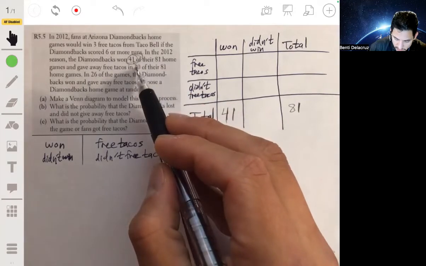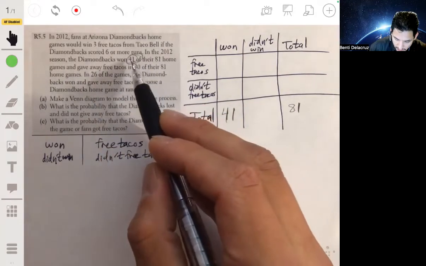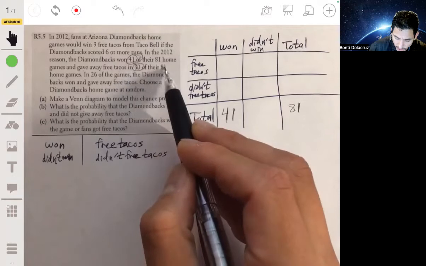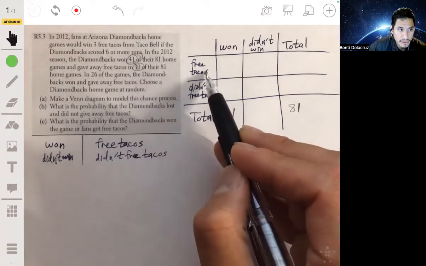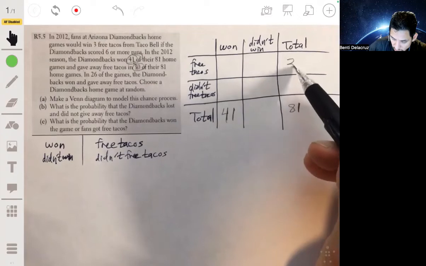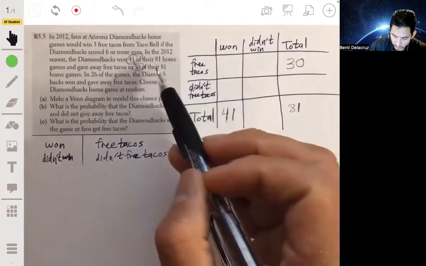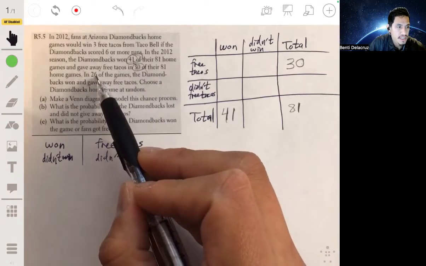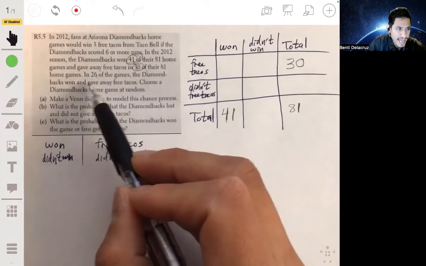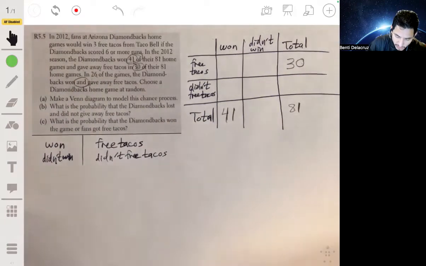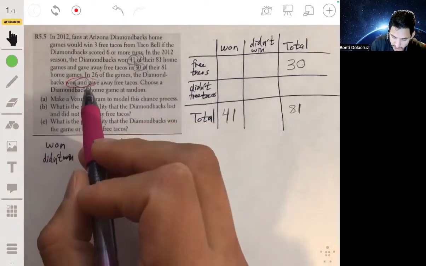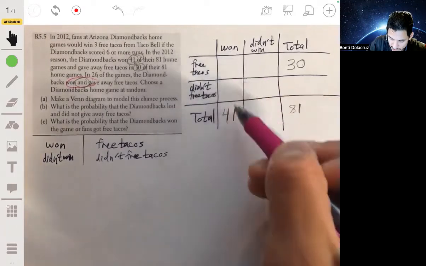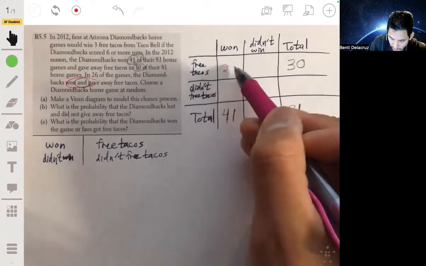Now let's look at the next one. It says they won 41 of their 81 home games, and then they gave away free tacos in 30 of their 81 games. So now we look at the total of free tacos. The total number of games they gave free tacos was 30. So we put that 30 there. And then this last thing, it's 26. It says in 26 of the games, the Diamondbacks won and they gave away free tacos. They won and gave away free tacos. So we want to see which of these boxes correspond to winning and getting free tacos, and that'll be the intersection of them. That'll be right here. They won and they got free tacos.